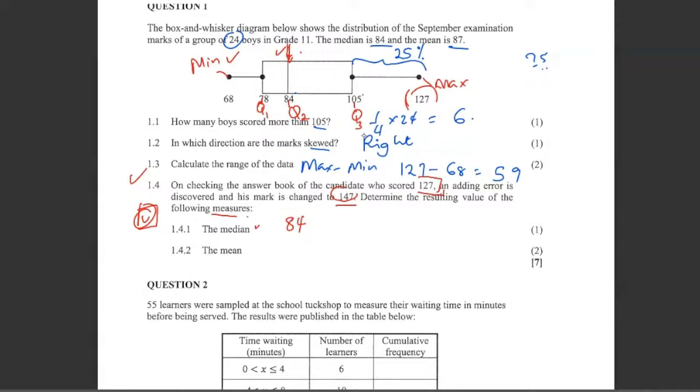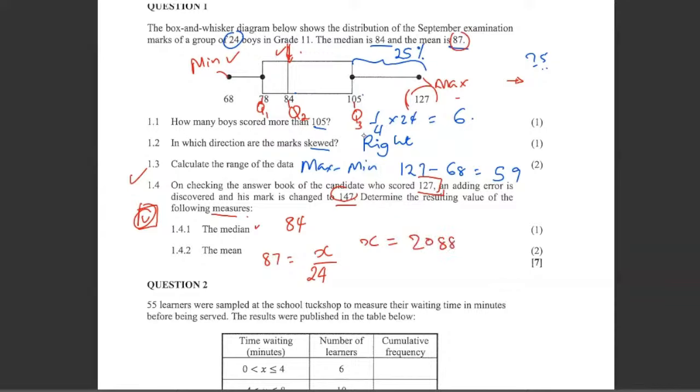And then the mean is going to be affected because remember 127 is now increased to 147. So there is an extra. So initially the mean was 87. So I would say that 87 is equal to, will that even make sense, if I just stick with the 87 and use the formula of the mean. 87 is equal to the total, which I don't know, over 24 boys. Okay. So I'm taking this to be my total, first of all. Then when I multiply that, the total number of marks that we had initially will be 87 multiplied by 24, which is 2088.